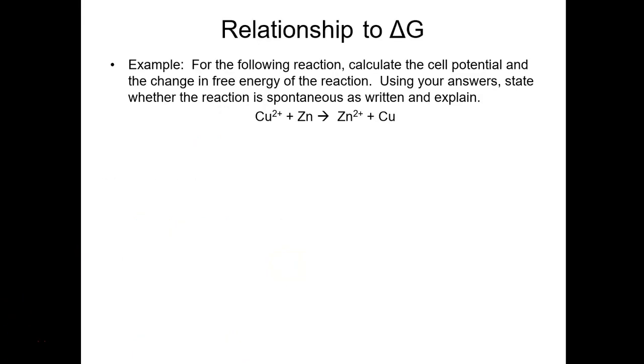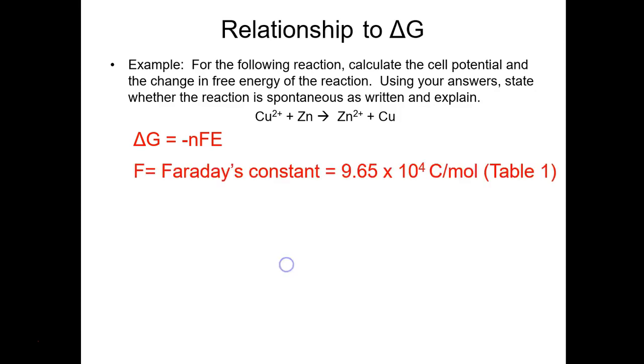Okay, so we can also relate cell potential to Gibbs free energy and spontaneity. Here's an example question. It says, for the following reaction, calculate the cell potential and the change in free energy of the reaction. Using your answers, state whether the reaction is spontaneous as written and explain. So to do that, we're going to use this equation. The Gibbs free energy is equal to the negative number of moles of electrons transferred, that's n, times F times E. Now, F is Faraday's constant. It's 9.65 times 10 to the 4th coulombs per mole. Now, both the equation and Faraday's constant can be found in Table 1 of the data booklet. So, E is the cell potential for the process.